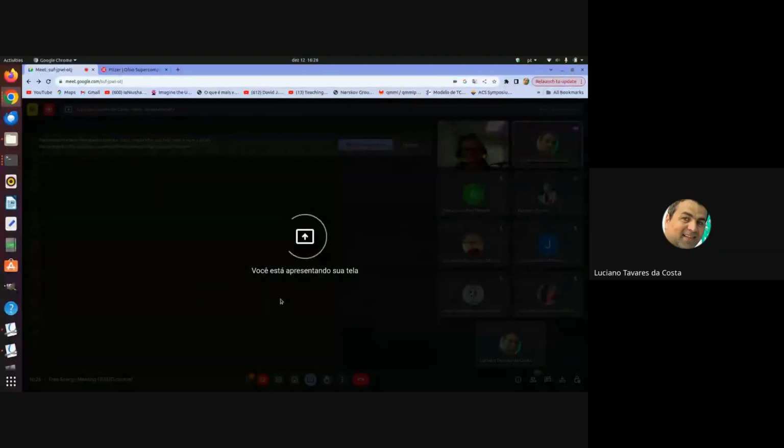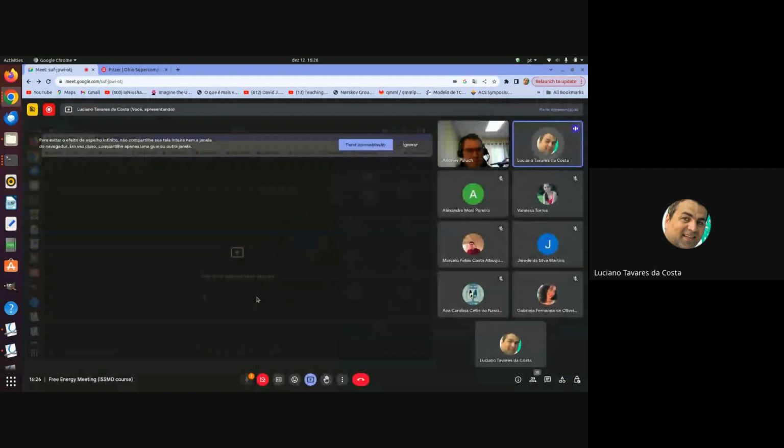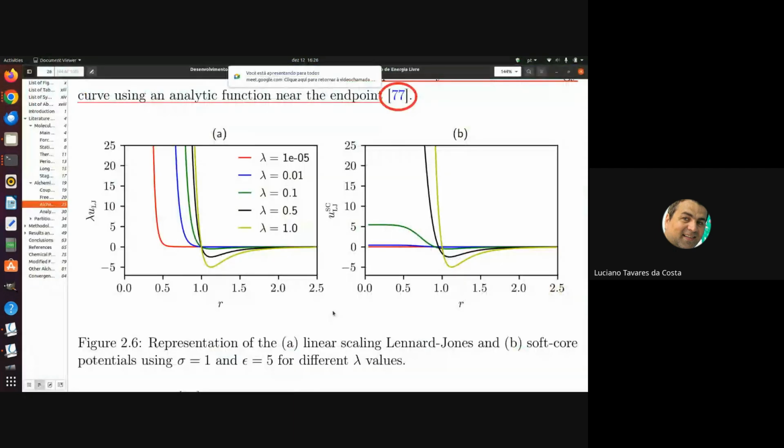There are papers still coming out trying to optimize the soft core potential. Like this picture, I guess. Maybe you can use this picture to explain that.